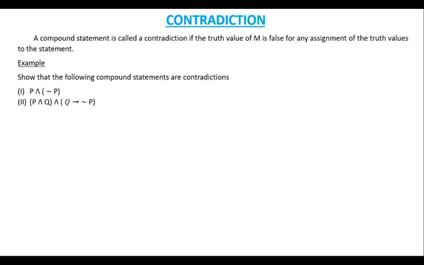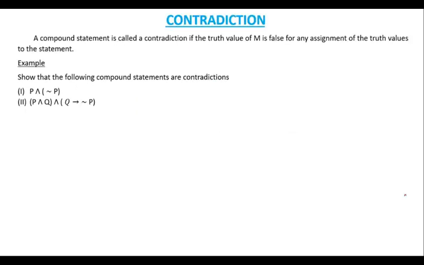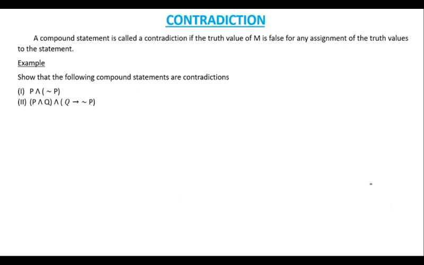Alright, let's move on. Contradiction. So what is a contradiction? A compound statement is called a contradiction if the truth value of M is false for any assignment of the truth values of the statements. So a contradiction is the opposite of a tautology. Whilst in the case of a tautology we have all of these values to be true, for a contradiction we are going to have all of these values to be false. Now let's look at an example and see if that is actually true.